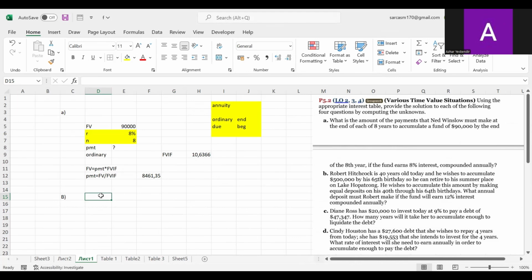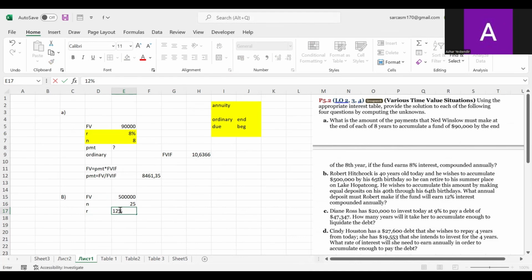birthday. What annual deposit must Robert make if the fund will earn 12% interest compounded annually? Here we have to deal with an annuity due. So future value is 500,000. Again, the number of years is 25. And the interest rate is 12%.